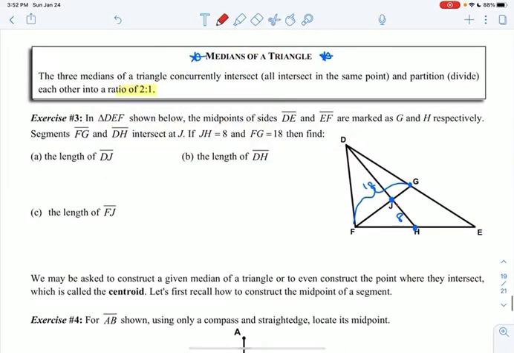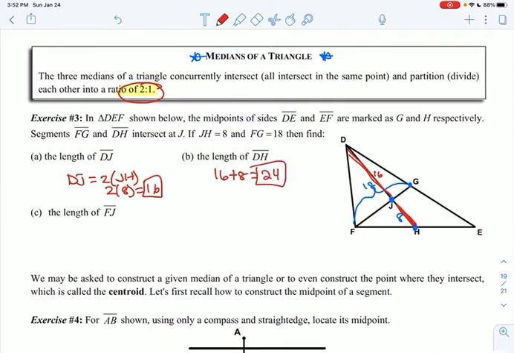So if this is 8 right here, all right, this segment is twice as big. Remember, it's a 2-to-1 ratio. So DJ equals 2 times JH. 2 times 8 is 16. And then I want to find the length of DH. Well, I just found out that this was 16, and 16 plus 8 is 24.